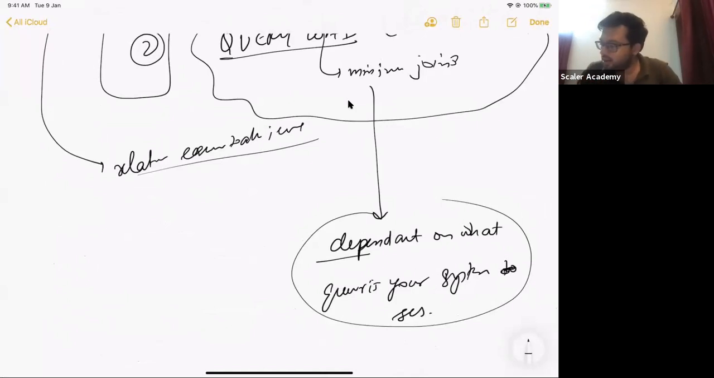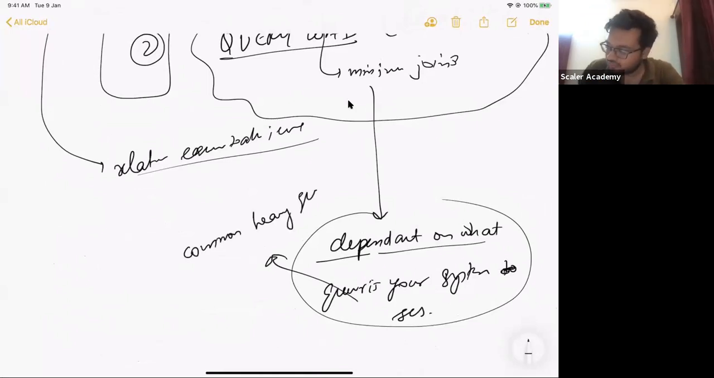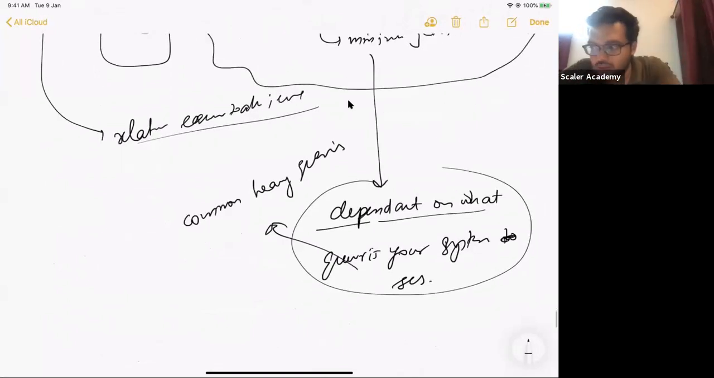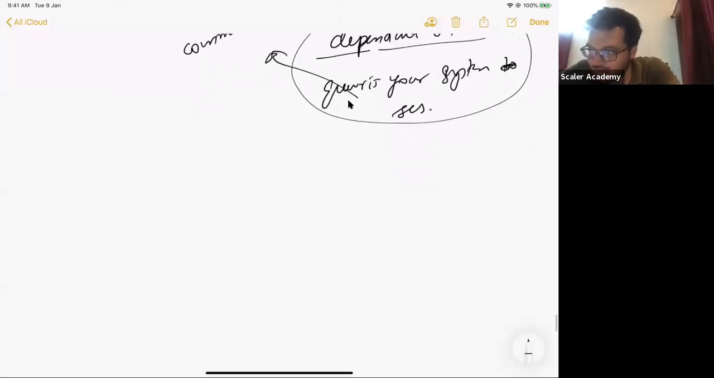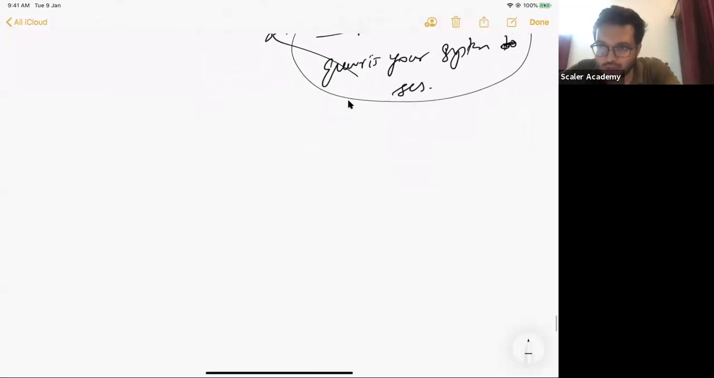Now it totally depends on what kinds of common queries you are going to see, what kind of common heavy queries you are going to see. This is going to determine what kind of strategy you should use to partition your data. Is everybody with me till this point in time? Cool. Let's now discuss a problem and try to figure out a solution to that problem.